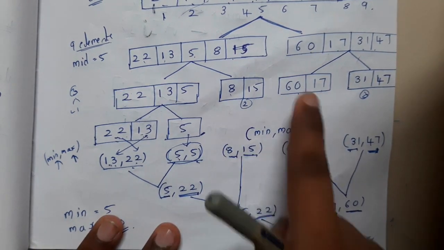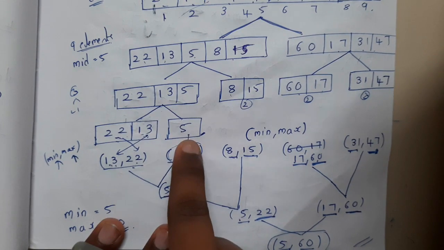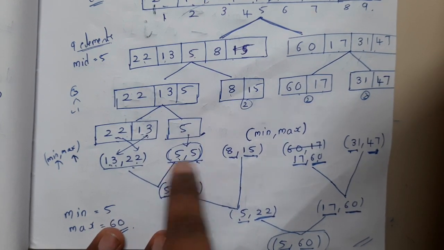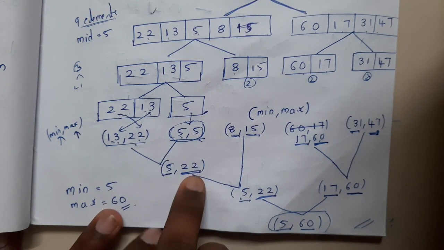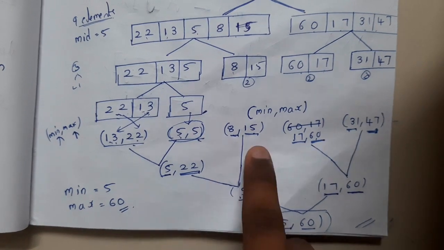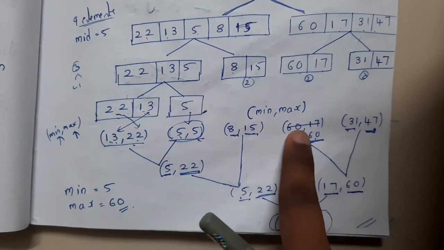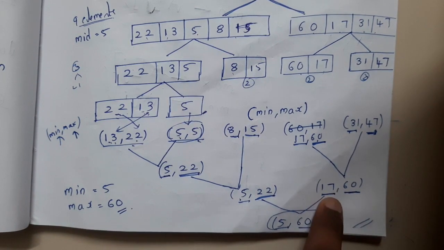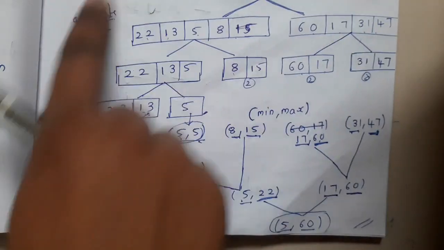So 8, 15, 17, 60, 31, 47, 13, 22. Here there is only a single element, so you will write it twice, 5, 5. Now you will recursively solve these. So you got 5, 22. Similarly, this plus this, you got 5, 22 again. By doing these two, 17, 60, and by doing these two, 5, 60. In this way you will be solving it.